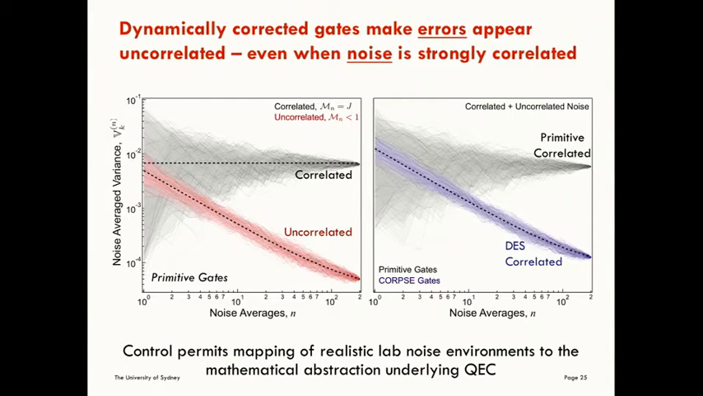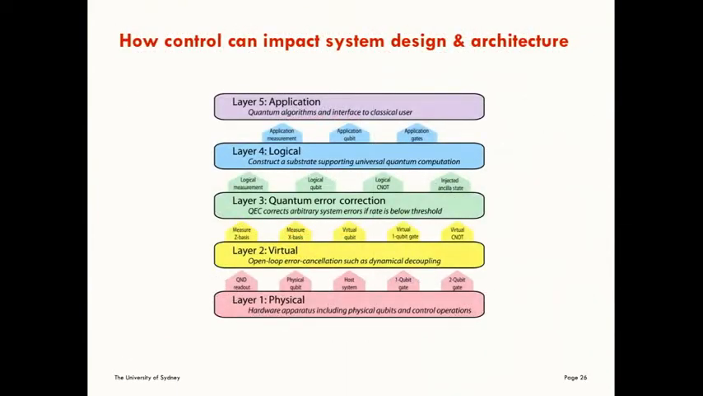This to me is really powerful because it says that instead of worrying about coming up with totally new quantum error correction protocols or having much nastier fault tolerance thresholds, by adding control, you can map the error model to one that is more mathematically convenient for QEC.